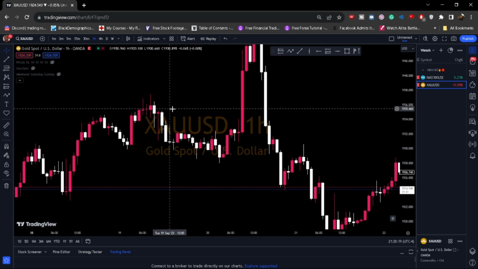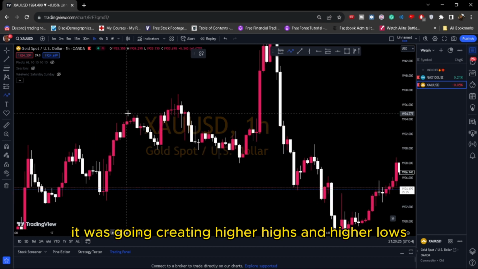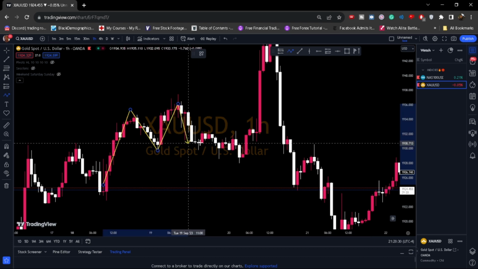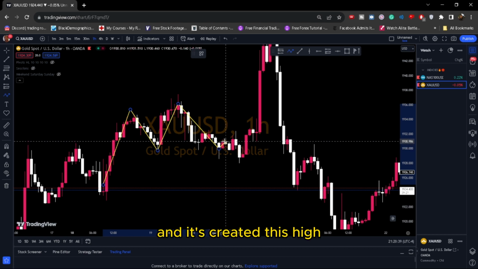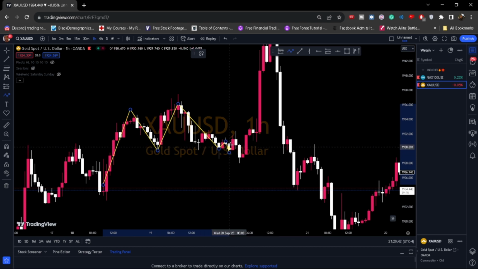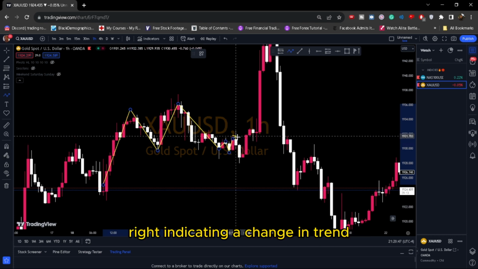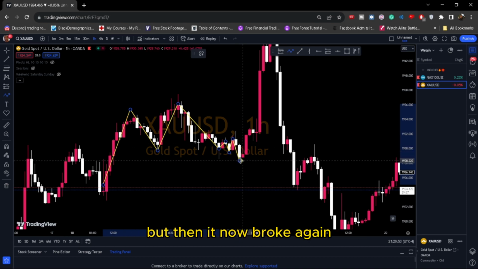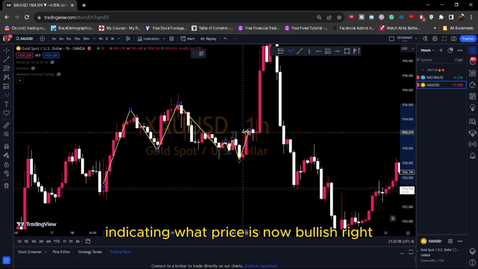So for example, I'll give you an example, right? So here, price literally broke trend like 3 times, man. It was creating higher highs and higher lows, and then all of a sudden it broke this previous low here, right? Which I think was this candle. It broke, indicating a change in trend to sells, right? And then it created this high, broke again, and then broke past this previous high, right? Indicating a change in trend. And then it broke again, indicating okay, price is selling. But then it broke again, indicating what? Price is now bullish, right?